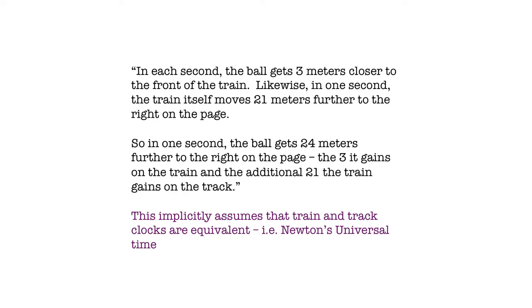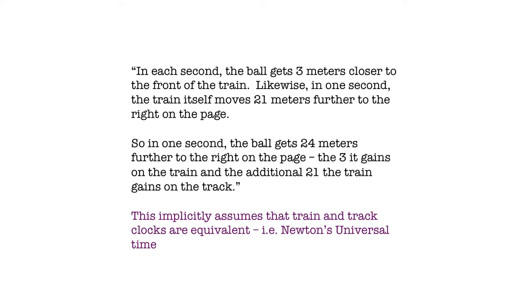The implicit assumption here is that the clock on the train and the clock on the track or on the ground are equivalent to each other. In other words, 1 second of train time is the same as 1 second of track time. And while that is kind of our daily experience, that all clocks are the same and there is one universal time, it turns out that the faster and faster you go, the more and more incorrect that statement becomes. And we'll explore this in much more detail throughout the course, but time is a relative concept.